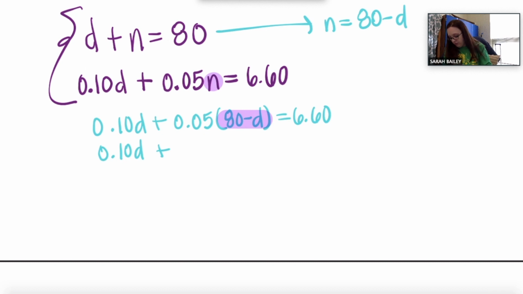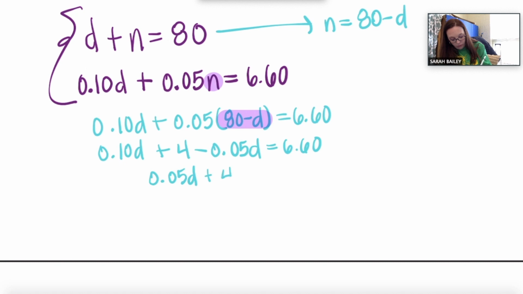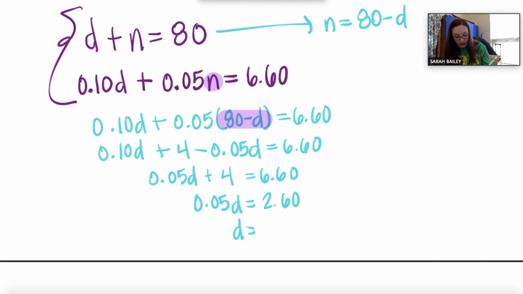Okay, so let's simplify. 0.05 times 80 is 4, and then that would be minus 0.05D equals 6.60. Now we'll combine our like terms. I have 0.10D minus 0.05D. So that should be 0.05D plus 4 equals 6.60. Subtract 4 on each side. So 0.05D equals 2.60. And then I'm going to do 2.60 divided by 0.05, and I get 52. Okay, so that means there were 52 dimes.